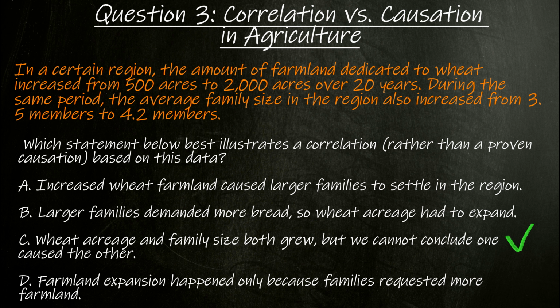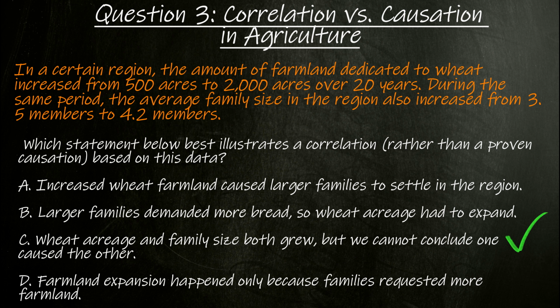The key to understanding this answer lies in the difference between correlation and causation. In this scenario, both the amount of farmland used for wheat and the average family size increased over the same 20-year period. This means there is a correlation. Both numbers are rising together. However, we cannot conclude that one caused the other. Remember, just because two things happen at the same time doesn't mean one is responsible for the other.